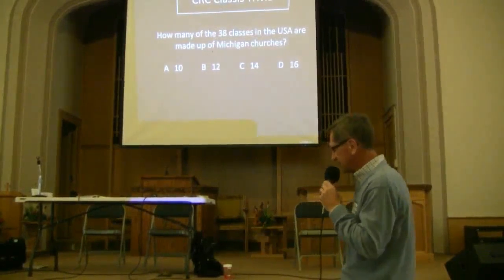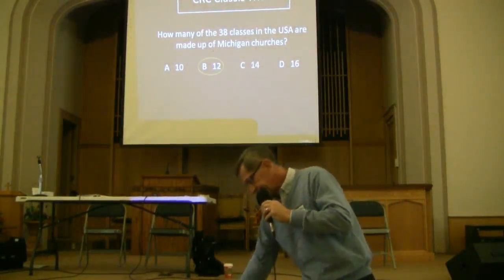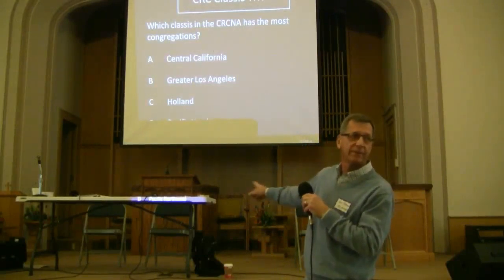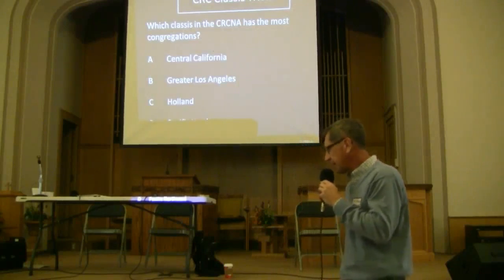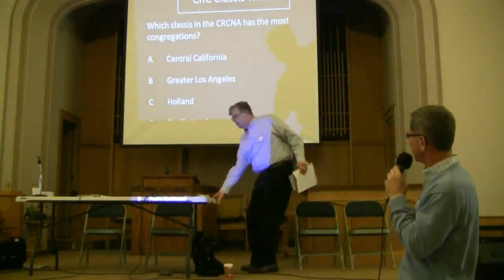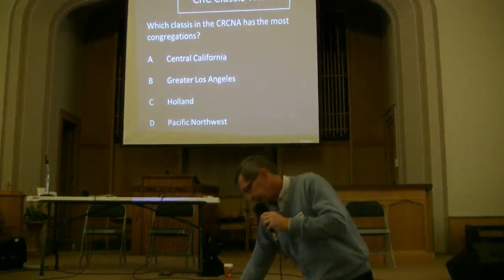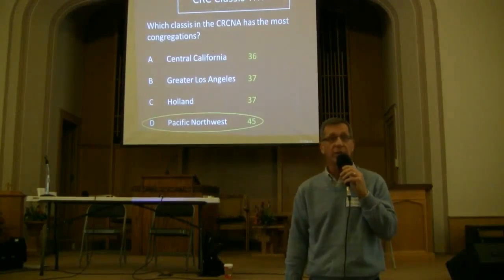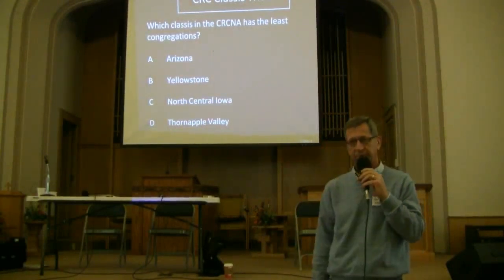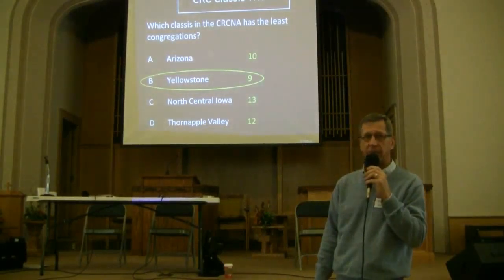How many of the 38 Classes in the United States are made up of Michigan churches? 12. As we move along. Dan, will you drag that table back for me? Yep. Which Classis in the CRCNA has the most congregations? Central California, Greater Los Angeles, Holland, and Pacific Northwest. Got your answer? 45 in the Pacific Northwest. How many got that right? All right. Which Classis in the CRCNA has the least congregations? Yellowstone. 9. How we doing? How many got that right?